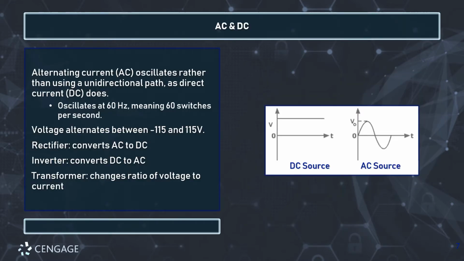Now, when we're talking about electrical current that we deal with in our daily lives, we generally talk about what's called house current. That is what we consider to be AC, alternating current. It oscillates rather than using a unidirectional path. It flips back and forth from a positive to negative 115 volt value 60 times per second traditionally.